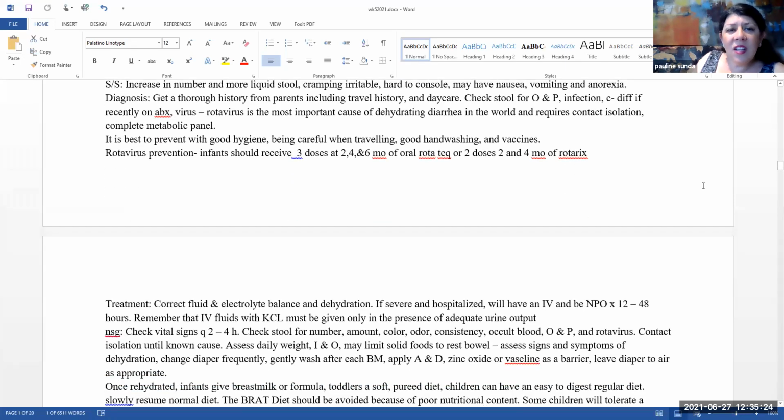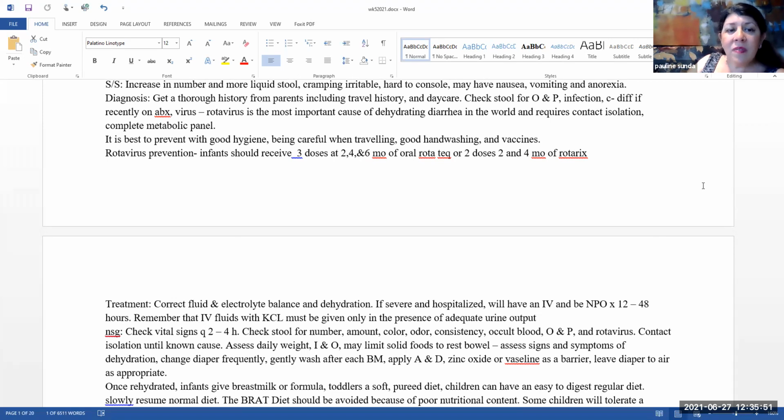Diagnosis. You want to get a thorough history from parents, including travel history and daycare. Check the stool for ova and parasite infection. C. diff if they've been recently on antibiotics. Assess for viruses. Rotavirus is the most important cause of dehydrating diarrhea in the world and does require contact isolation. And we also want to do a complete metabolic panel.